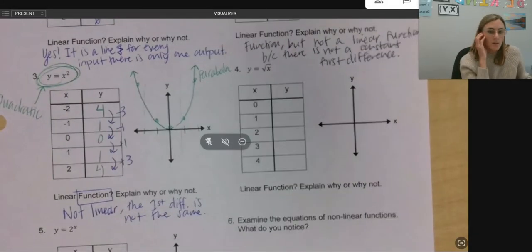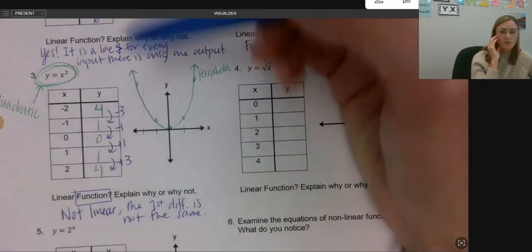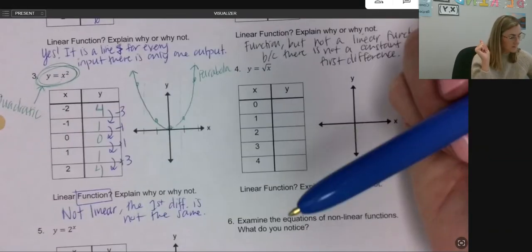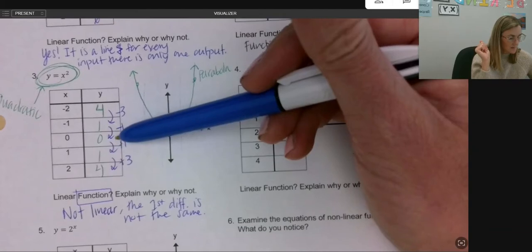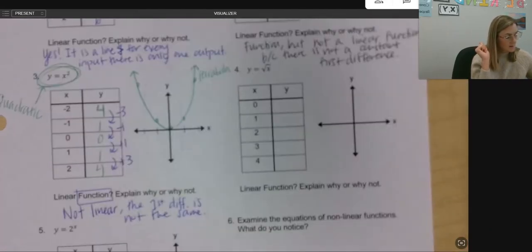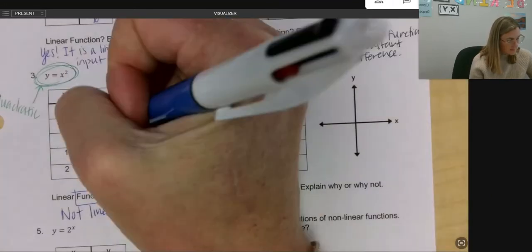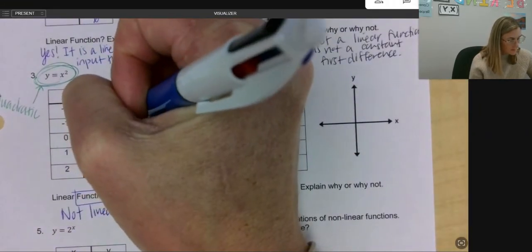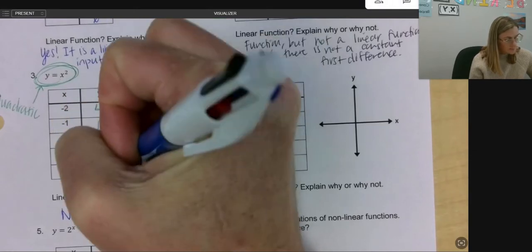And you can see that because if I go from 4 to 1, I go down 3. If I go from 1 to 0, I go down 1. 0 to 1, up 1. 1 to 4, up 3. And you might notice that the second difference is the same. So I would add 2, I would add 2, I would add 2.